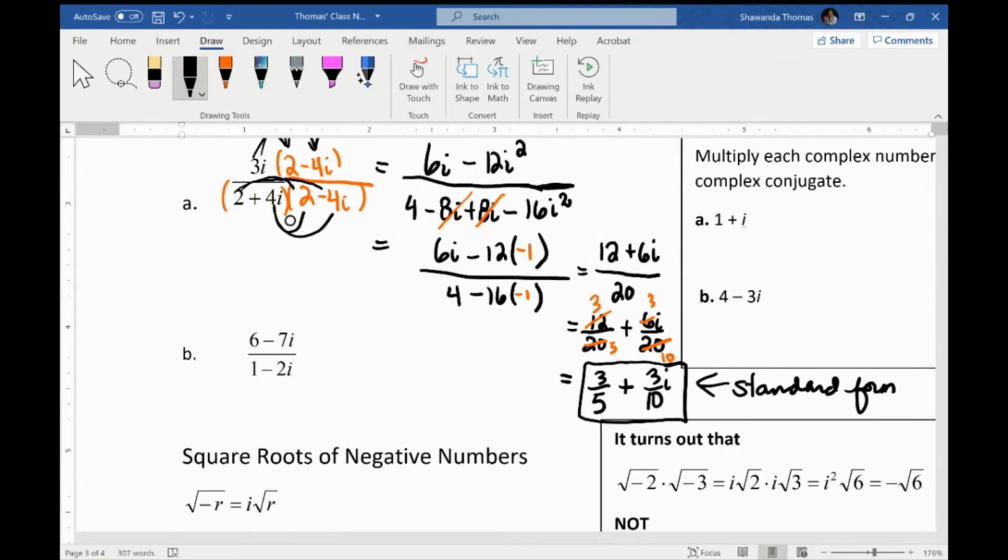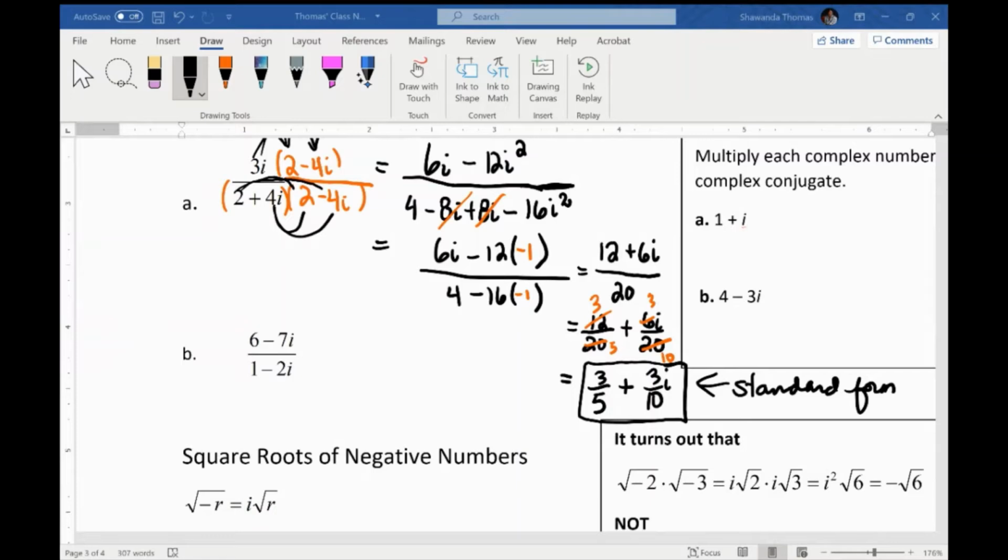All right, let's look at B. We still have an i in the denominator. Someone other than Alicia, Kenneth, Nakiria, Zoe, and others who have been talking a lot, what are we multiplying the numerator and denominator by?